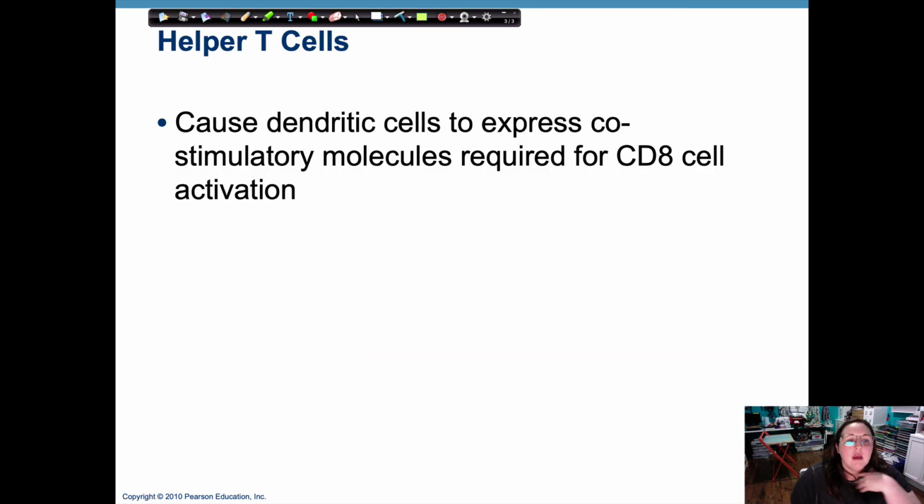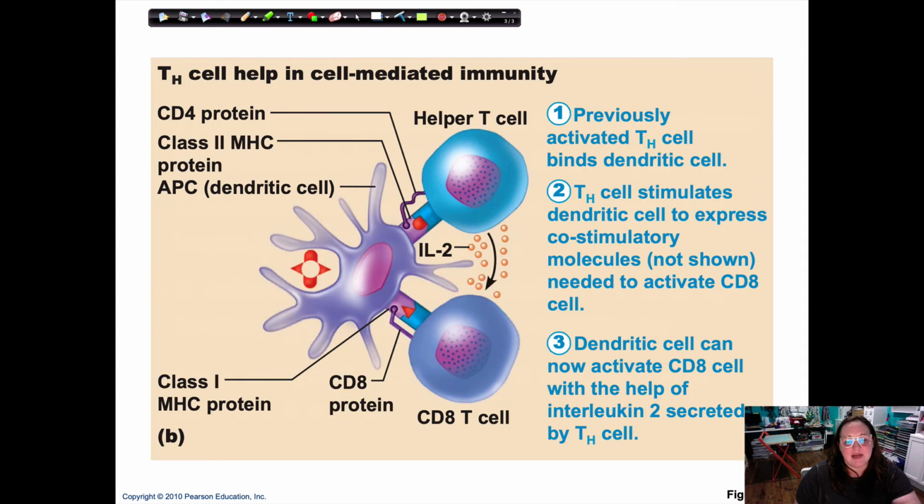Okay. Helper T cells also do the same thing for dendritic cells. They let the dendritic cells express co-stimulatory molecules required for CD8 cell activation. So when a dendritic cell is infected by a virus, it can actually use a helper T cell to help co-stimulate it in order to respond with a CD8 cell, to turn a CD8 cell into a cytotoxic T cell. So this is what we see going on here.